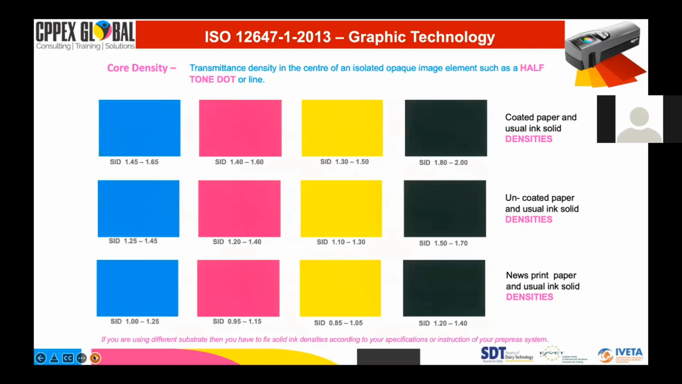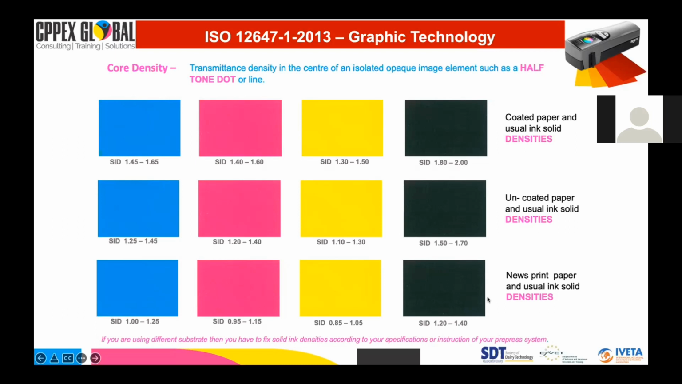Solid ink density. We're moving away from density measurements, but it's still used, and it's very helpful for process control. Something I'd like you to see here is that if this black ink is the same black ink, on a coated paper we can get to a 1.8 to 2 density. The same ink on an uncoated paper, we can't get that high, 1.5 to 1.7. And on newsprint, which is very poor printing paper, we can't get that high density.